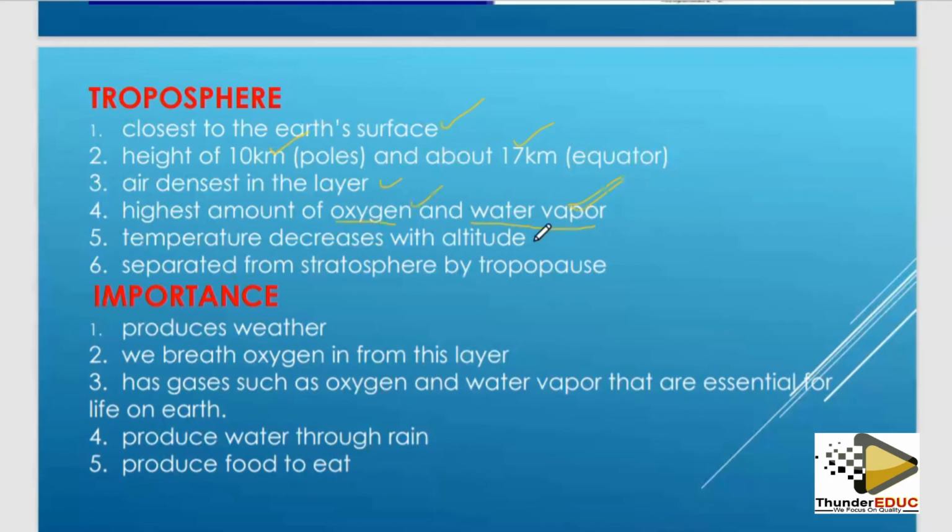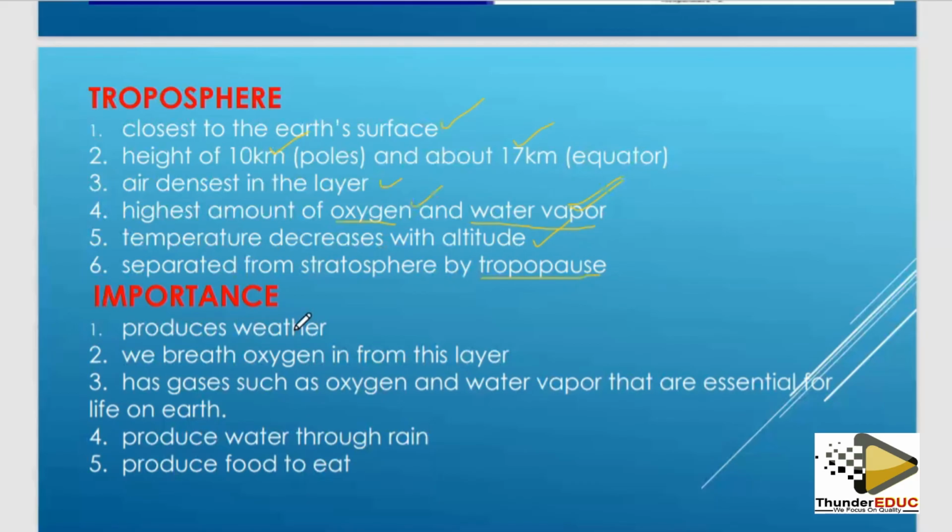Then temperature decreases with altitude. It's clear. We said there's a negative lapse rate. There is a negative temperature profile, which tends to be realized in the troposphere. Temperature decreases with altitude and the troposphere is separated from the stratosphere by the tropopause. I think it's also clear. Troposphere, we go to tropopause.